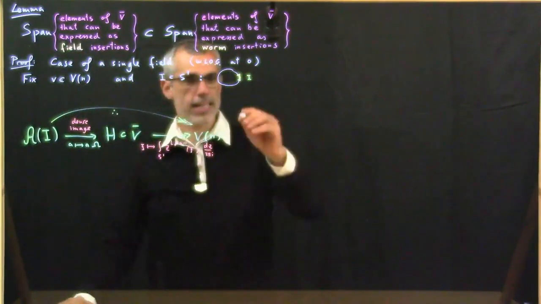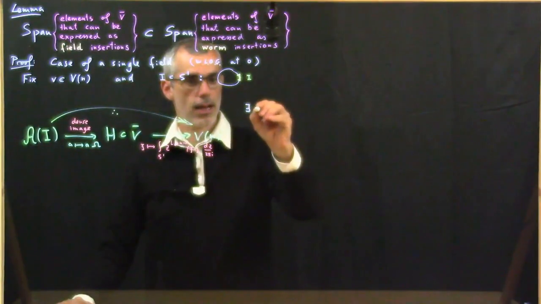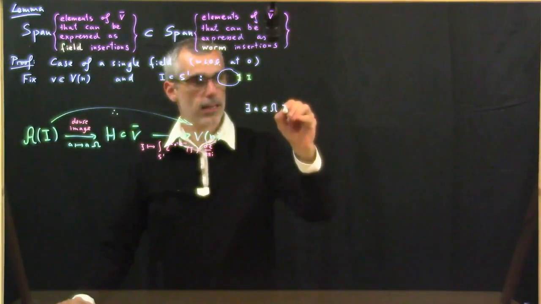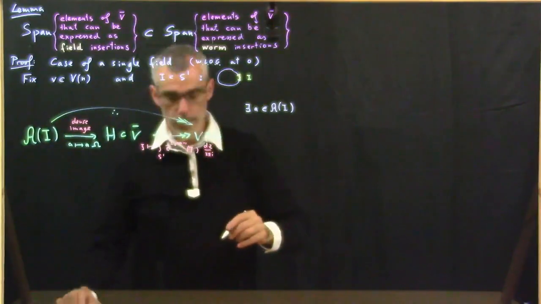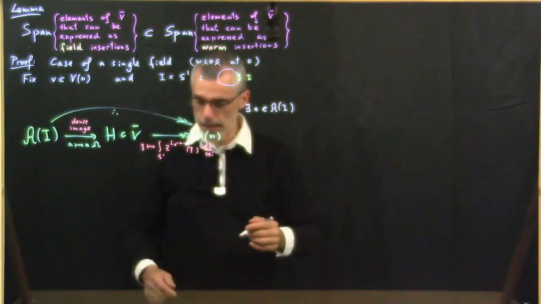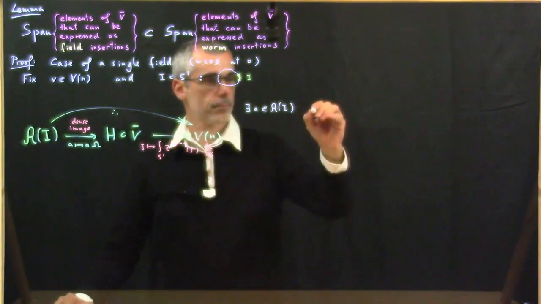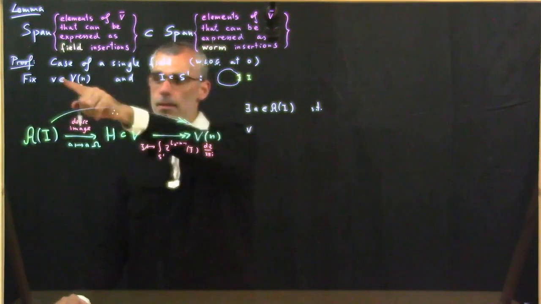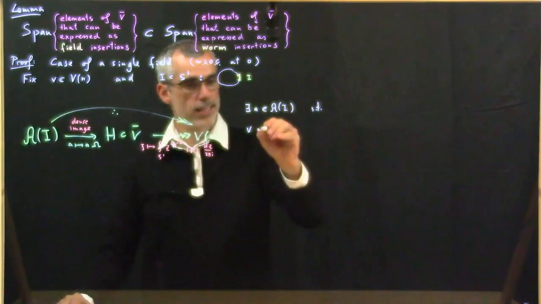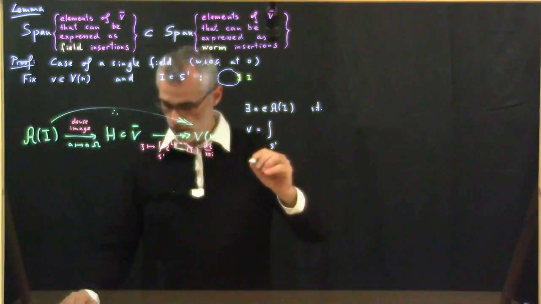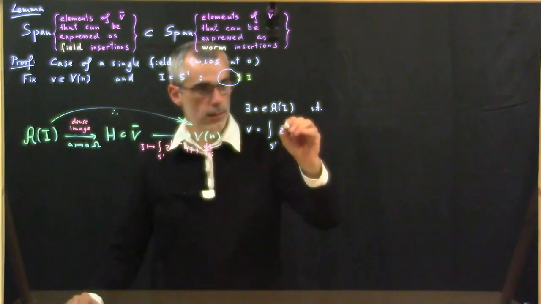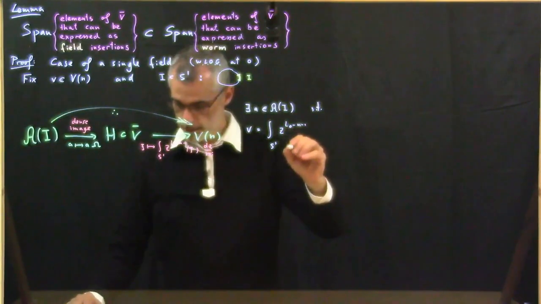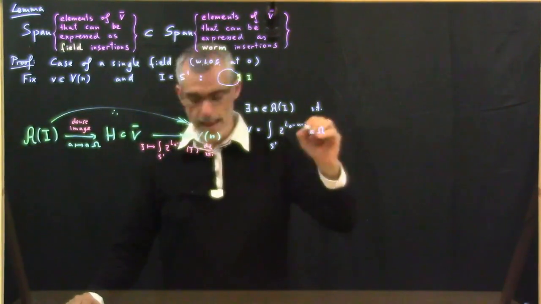I.e., what we learn is that there exists an element A in the von Neumann algebra associated to the interval I, such that our chosen V can be expressed as an integral of this averaging operator acting on A omega.